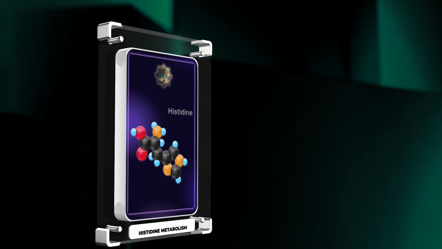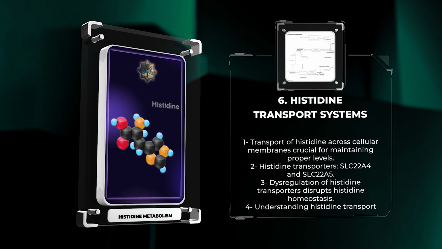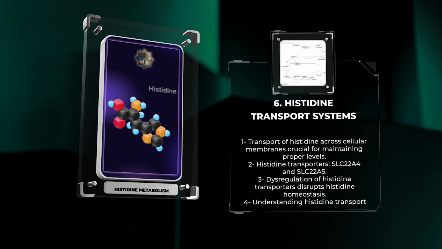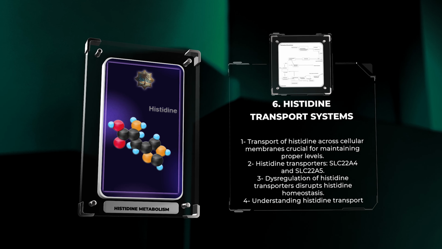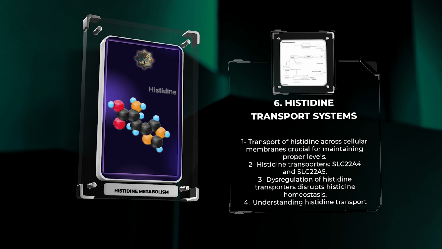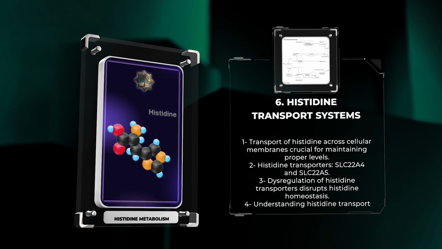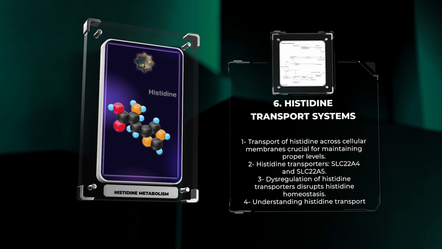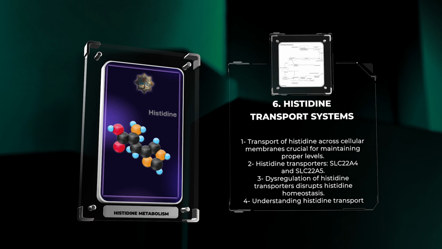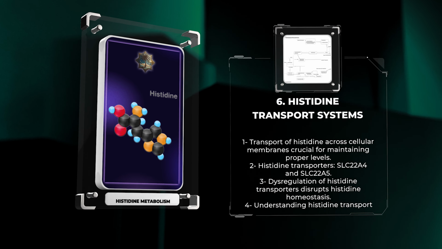The transport of histidine across cellular membranes is essential for maintaining proper histidine levels within cells. Histidine transport systems encompass multiple transporters, including the solute carrier family 22-member 4, SLC22A4, and solute carrier family 22-member 5, SLC22A5. These transporters utilize various mechanisms, such as the facilitative transport of histidine, to ensure its uptake by cells. Dysregulation of histidine transporters can disrupt histidine homeostasis, impacting overall cellular function.